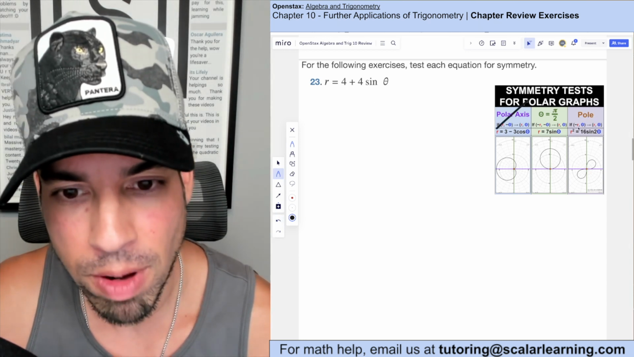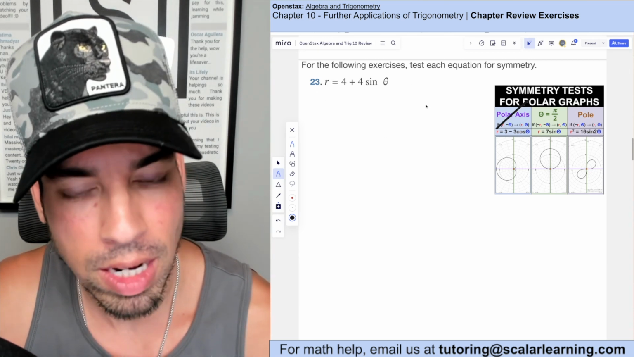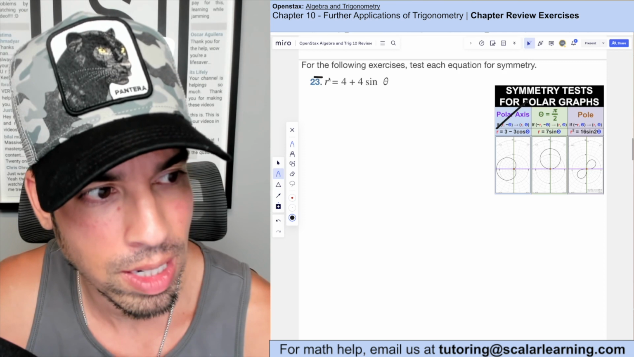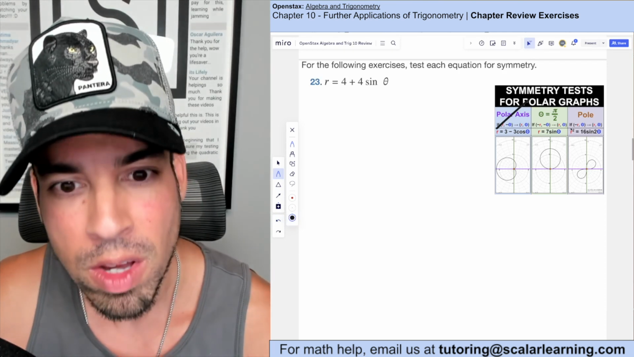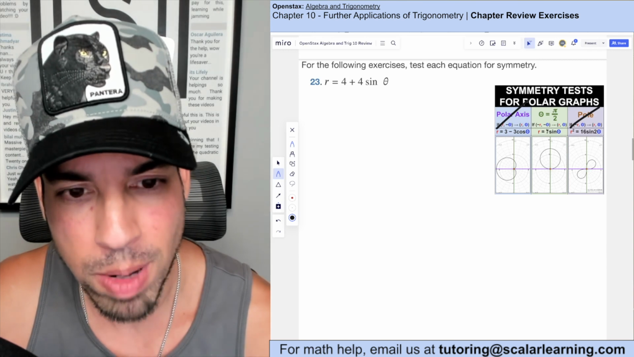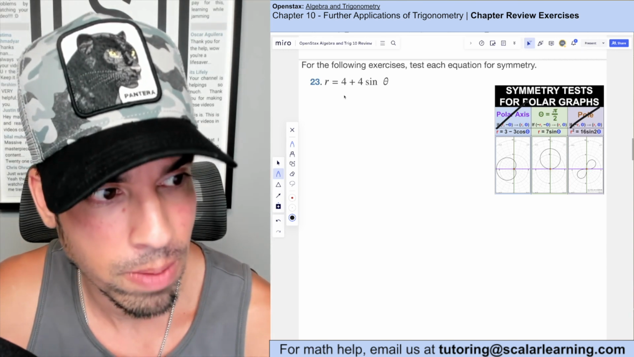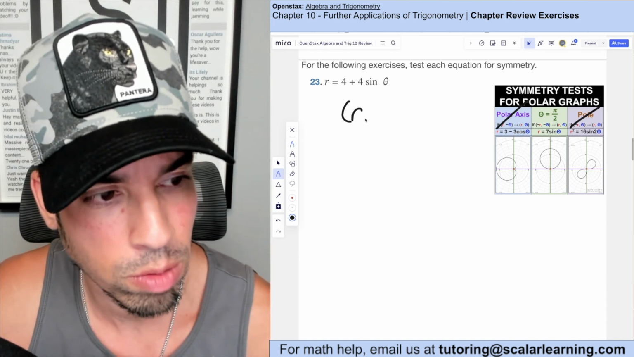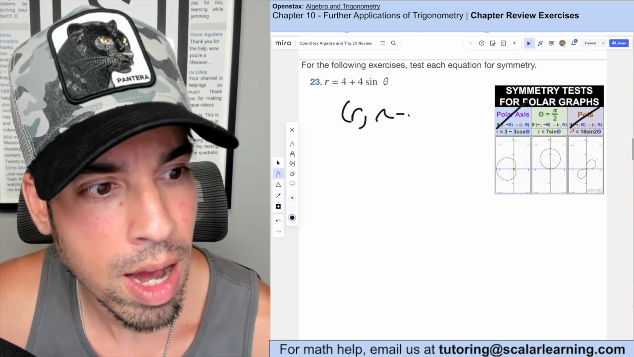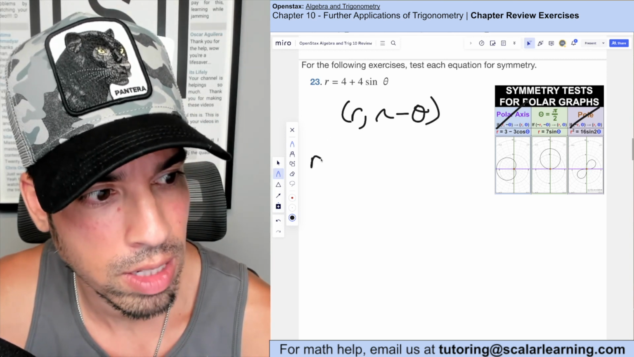Likewise for the pole, if I plug in negative r and it remains the same, then it might have symmetry to the pole. But it doesn't, because if I negate the r, it does change the equation. Now we come to theta equals pi halves. One way to test for this is plugging in negative r and negative theta, but it fails that test. The other test is you could plug in r and pi minus theta and see if that's the same. If I plug in r, obviously that's the same.